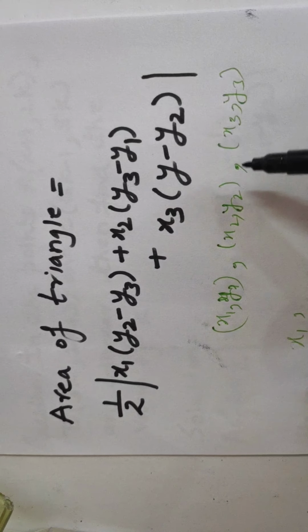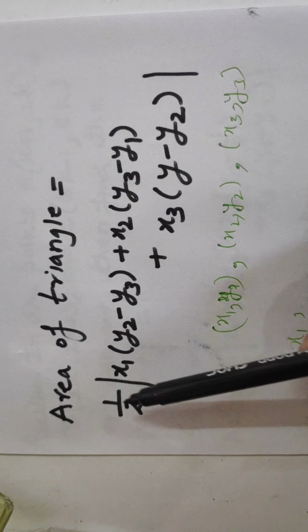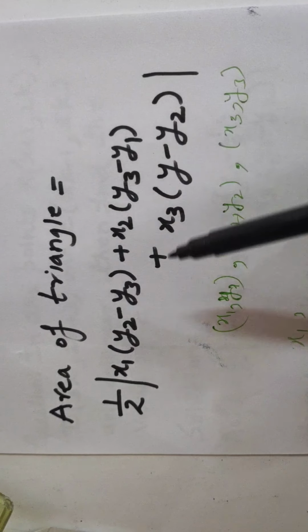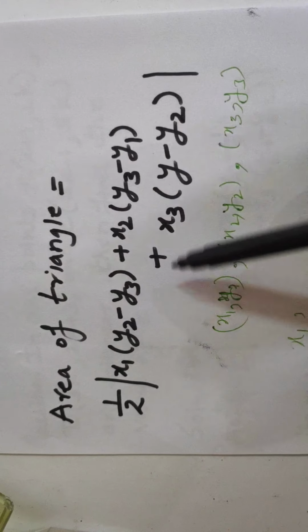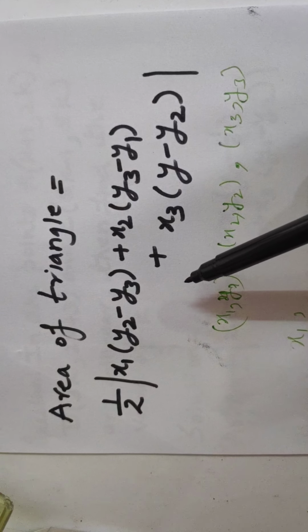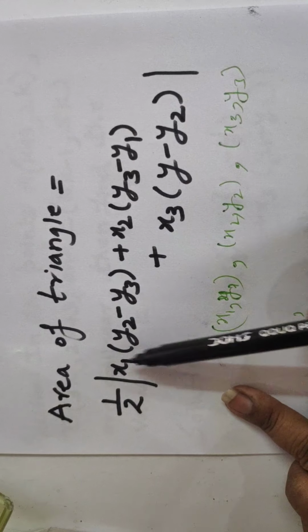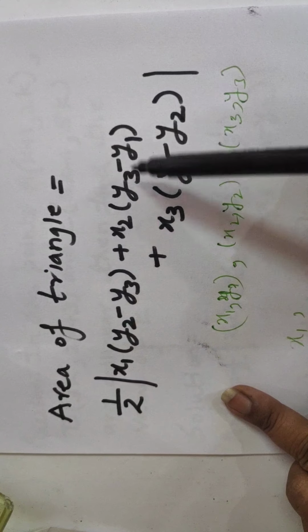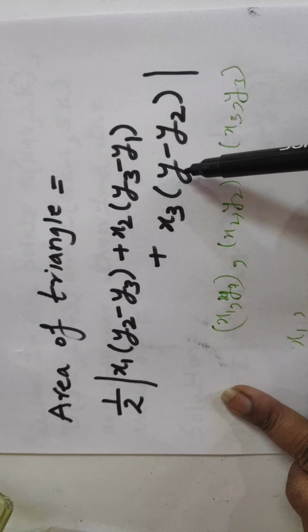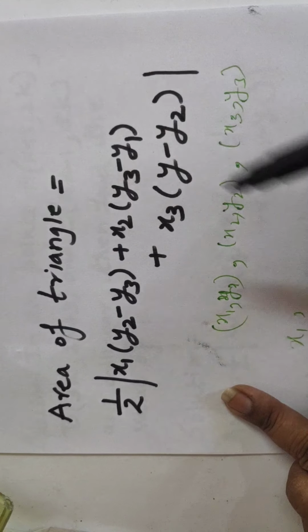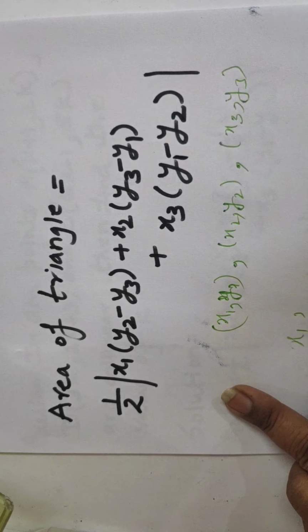So using these three coordinates we have a formula that is 1 by 2, and this symbol is called absolute value. Whatever, if a negative value comes, we will take the positive value only. And this is the formula: x1 (y2 minus y3) plus x2 (y3 minus y1) plus x3 (y1 minus y2). So this is the formula to find the area of a triangle when the 3 points or 3 coordinates are given to us.